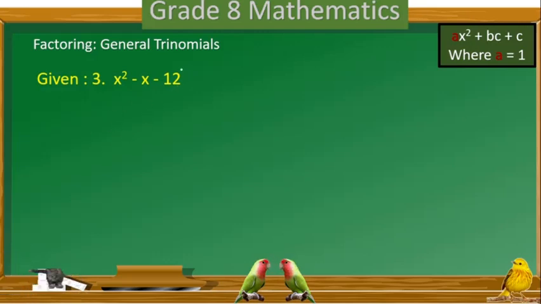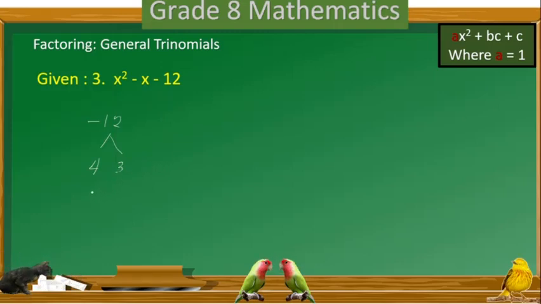You take the last digit, because as I said, when the numeric coefficient of the first term is equal to 1, then we will only consider the last term. So our last term is negative 12. What are the factors of negative 12 that will give us negative 1? Let's say 4 times 3. Okay, 4 times 3 is positive 12.